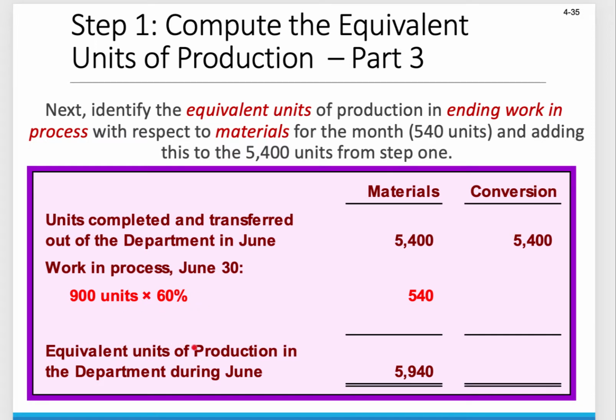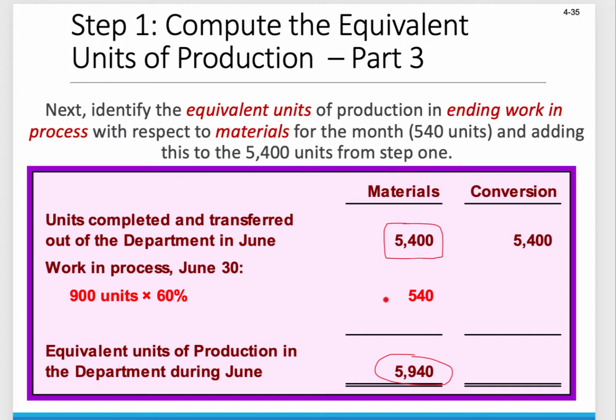So the equivalent units of production in the department during June were the 5,940. Again, I'm adding what was completed and transferred out during the month plus that ending WIP. Okay? Plus that ending WIP. So I do that for material.